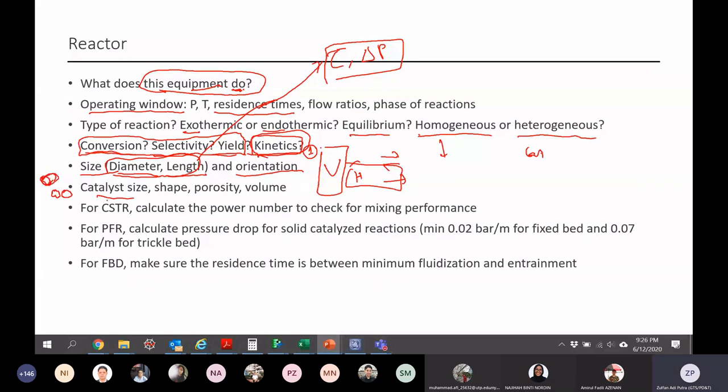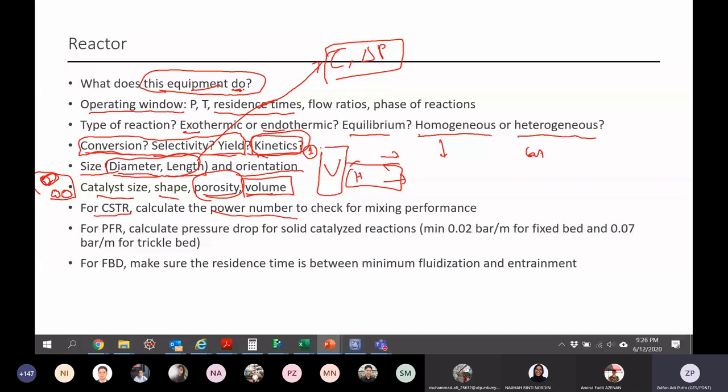Find that catalyst and Google it, and you'll get your shape, size, porosity, and volume. This porosity, normally you don't have it, but people typically make assumptions like 0.3 or 0.4 or whatnot. And then you can calculate the volume of your reactor catalyst bed.